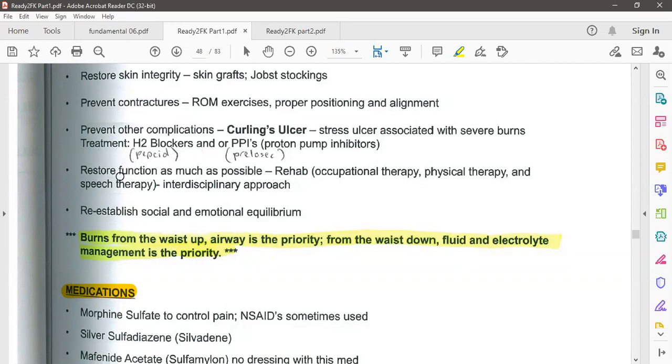Next, restore function as much as possible, like rehab, occupational therapy, physical therapy, and also speech therapy. An interdisciplinary approach to re-establish social and emotional equilibrium. For a burn from the waist up, the airway is the first priority. From the waist down, fluid and electrolyte management is the top priority, right?